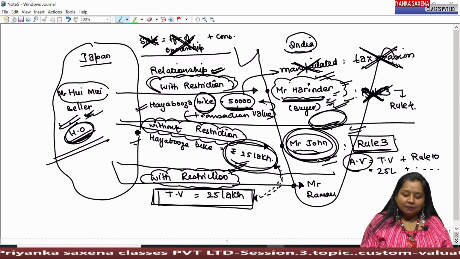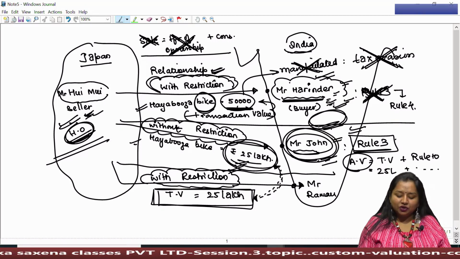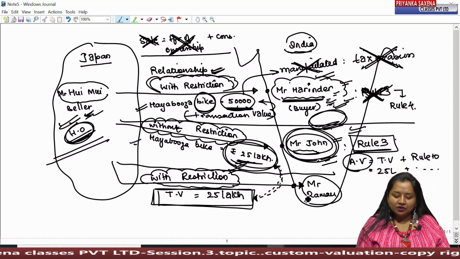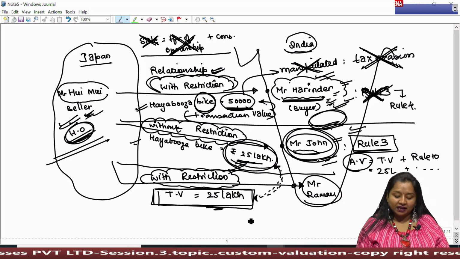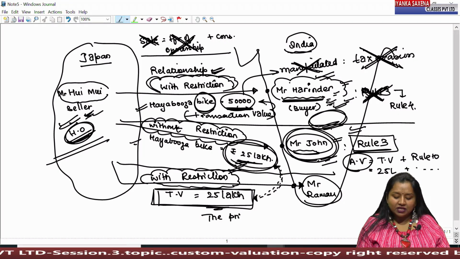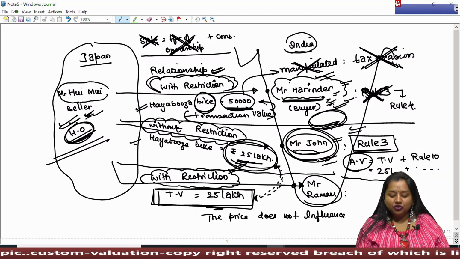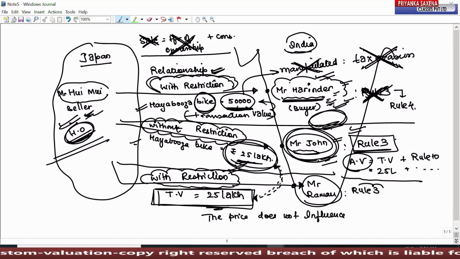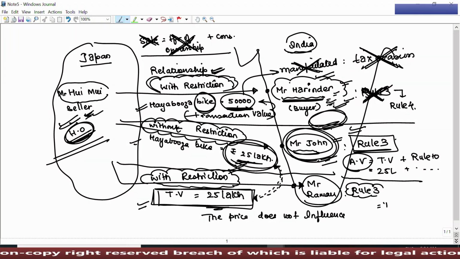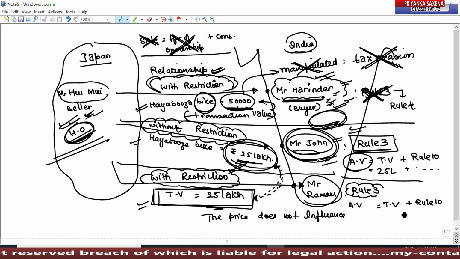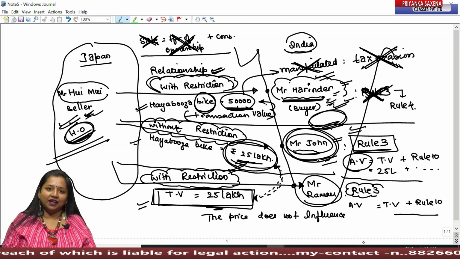That is, the supply made to Mr. John without restriction is for 25 lakhs and supply made to Mr. Raman with restriction is also rupees 25 lakh. That is, the price of goods is not influenced, the price of goods is not affected, then rule 3 can be applied, because lawmaker says the transaction value is not being manipulated. Therefore, on the basis of such transaction value, assessable value can be determined under rule 3 by adding the extra additions under rule 10 on such transaction value.